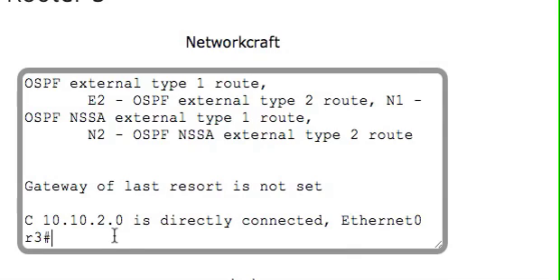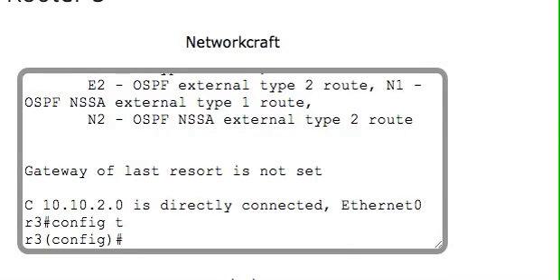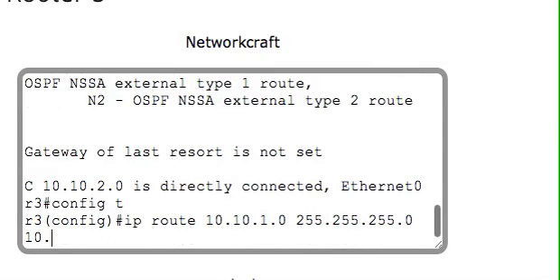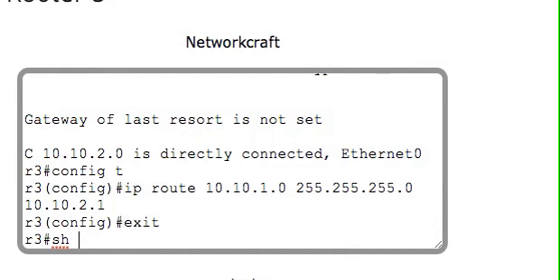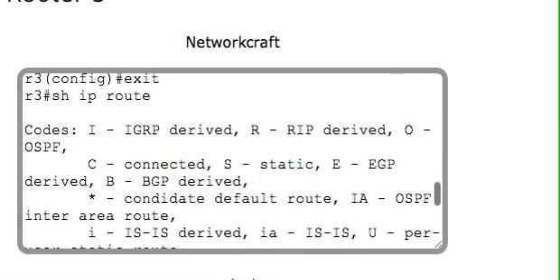So to do that, let's get back into configuration mode, config T. We can do IP route. We're going to do the network we want, 10.10.1.0. And we're going to do the subnet mask, 255.255.255.0, and then we're going to do the next hop IP address. So we're going to do 10.10.2.1. Okay, and hit enter. Now we should have a route. So if we go show IP route, should have another route in here.